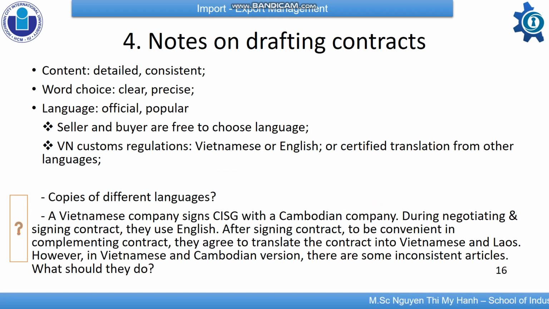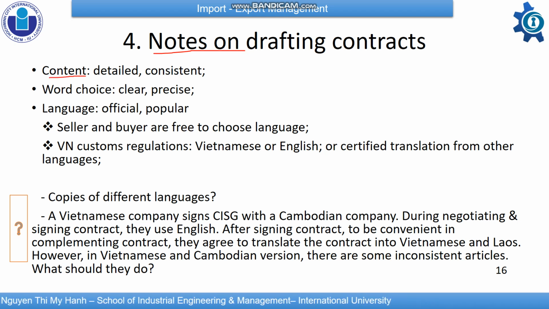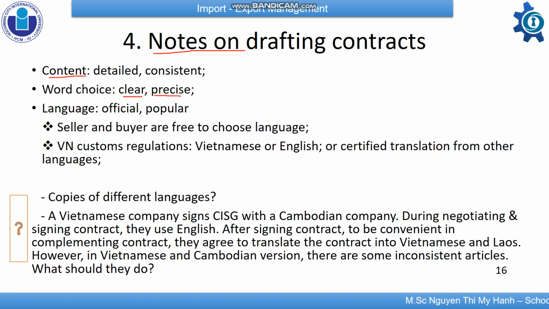And here are some notes you have to pay attention to when you draft contracts. First, the content has to be detailed and consistent, and the words you use have to be clear and precise. So it should be easy to understand and very clear. It's better if you use simple words that have only one straightforward meaning. For language, it should be the official language and popular.